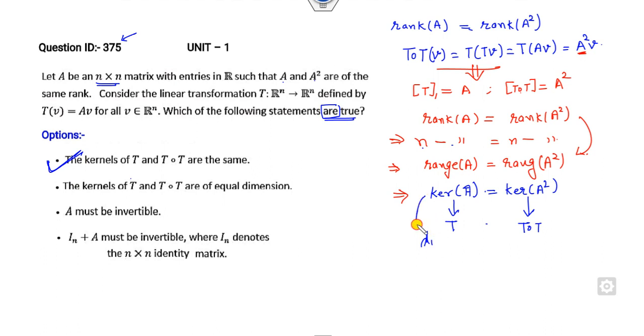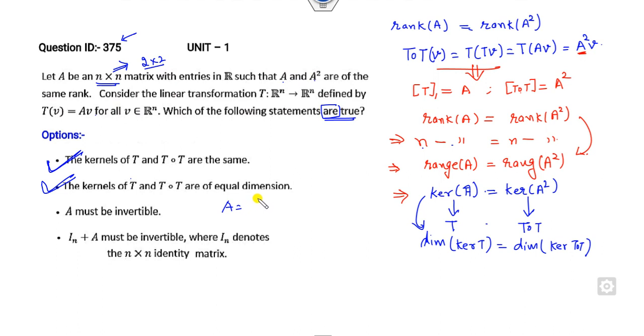Now once we know that, what is the meaning of that? You can see from here the dimension of this kernel is the same as the dimension of this kernel. So these are also the correct options. Now they are talking about A. A is an n cross n matrix. What is the value of n? You can choose any, say 2 cross 2, such that A and A square have the same rank.